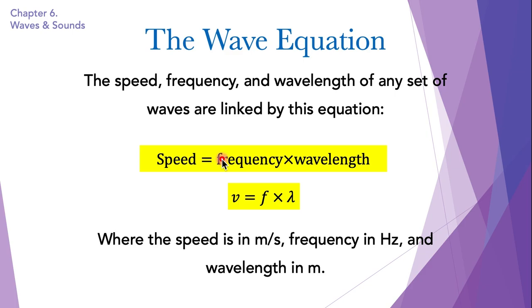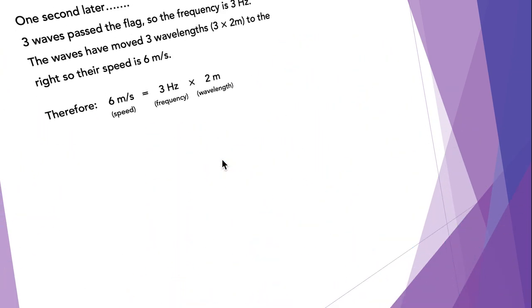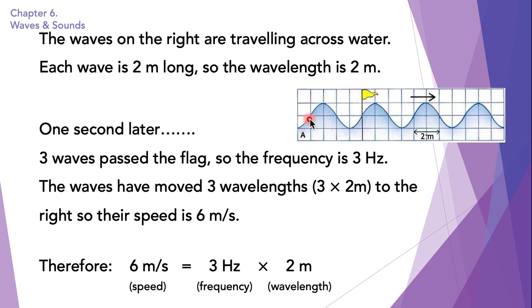So let's see how this equation works using this example. So these waves, as you can see, are traveling across water. Each wave is 2 meters long. So the wavelength is 2 meters from one crest to the other. So how do we measure this wavelength? We find out the crest of the wavelength, which is this point, and from this point we go to the next crest of the wavelength, which is this point. So this is the wave that we're going to be measuring. So the wavelength is 2 meters.